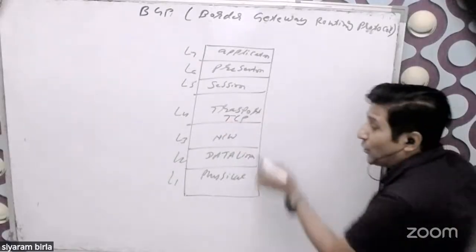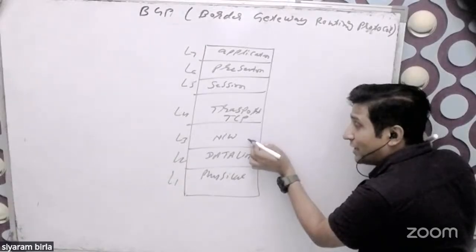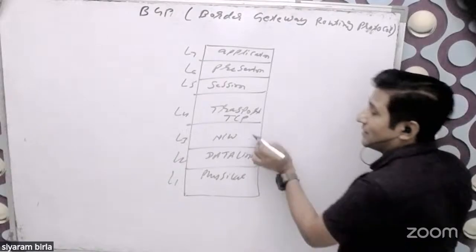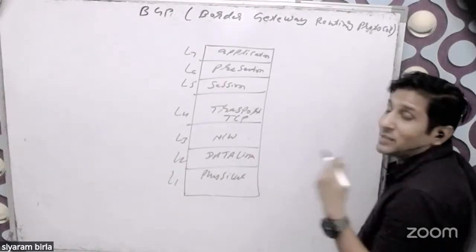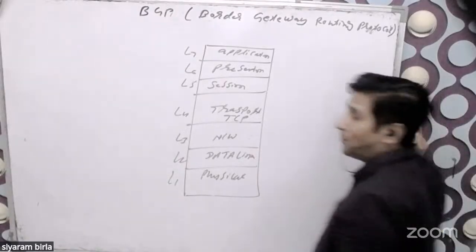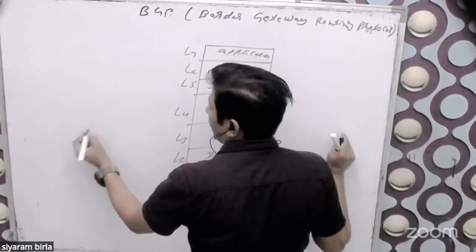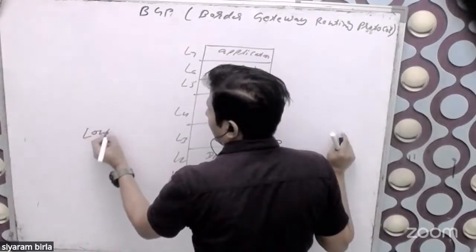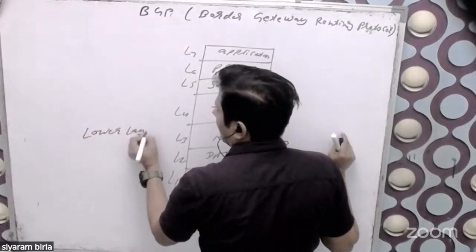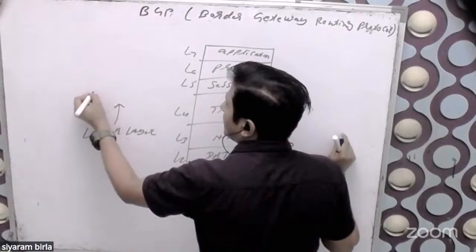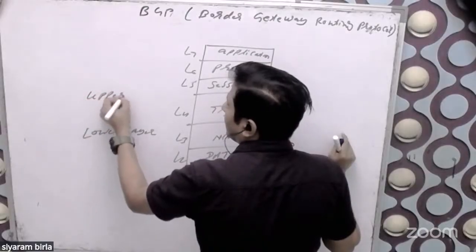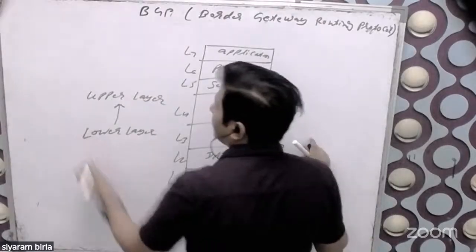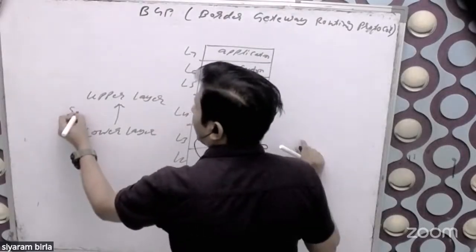So we cannot keep BGP at layer 3, because if I put BGP at layer 3, my OSI concept will fail. What does the OSI concept tell us? The lower layer always provides services to the upper layer.